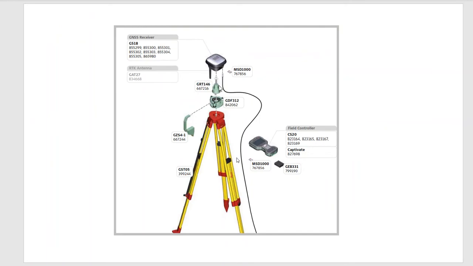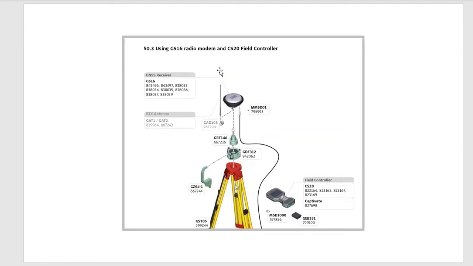So if you had a GS18, we'd have to make sure we have a GAT 28 antenna plugged in, and you can put it on a tripod or in a 2-meter pole, and then we'd set it up with the CS20 to get it operating as a base station. What's neat is the GS18 has got a 1-watt transmit and receive radio. You can put an SD card in above the battery to record static data.